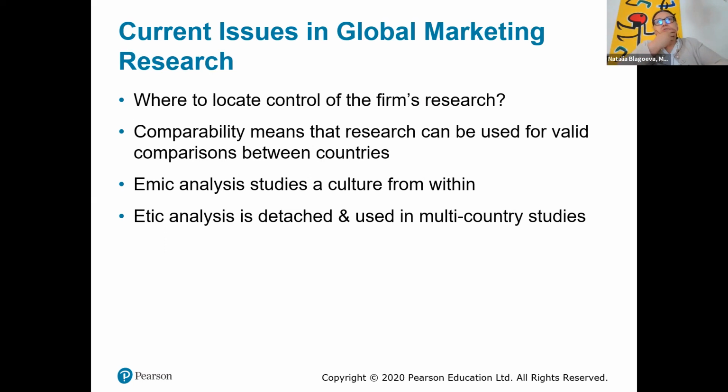So what are the current issues in global marketing research? One of the issues is where to locate control of the firm's research. So who takes decisions? Who makes it happen? We also need to ensure that when we are comparing data, if we're a global company and we have a whole project to collect certain data across the world, and then we're presenting data we have found for different countries, we make valid comparisons between countries.